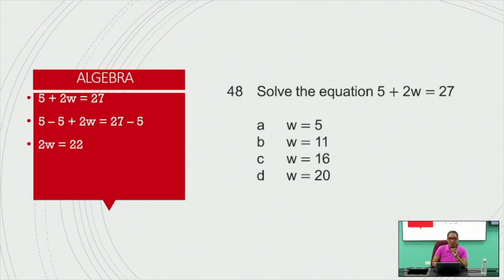We're going to undo the multiplication by dividing. So 2w divided by 2 gives us w, and 22 divided by 2 gives us 11. So all that we're left with is the 11. So 11 times 2 is 22. 22 plus 5, 27. That's it. Option B.